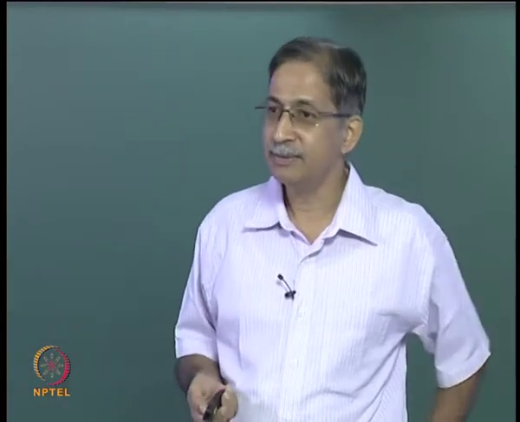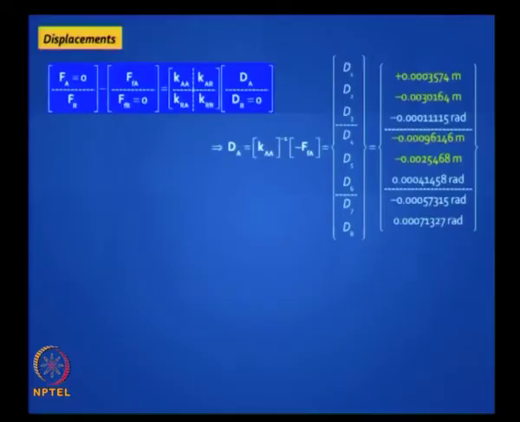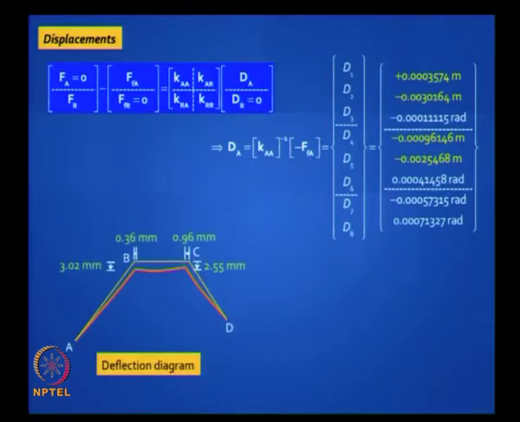Okay, so K matrix, we use these equations. You solve the equations, the Ka matrix you've already got, and you look at the answers. If you plot them, it's going to look like this. B is going to go down by 3 mm, C is going to go down by 2.55 mm, and BC is going to shrink, move inwards. B goes to the right by 0.36 mm, C goes to the left by 0.96 mm.